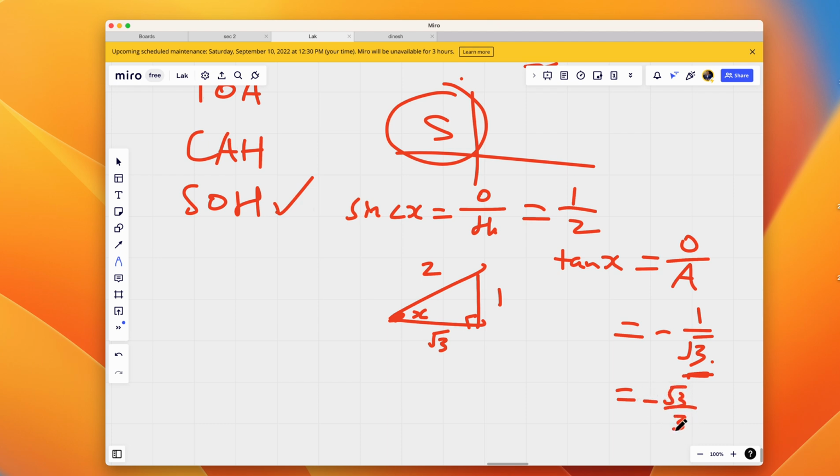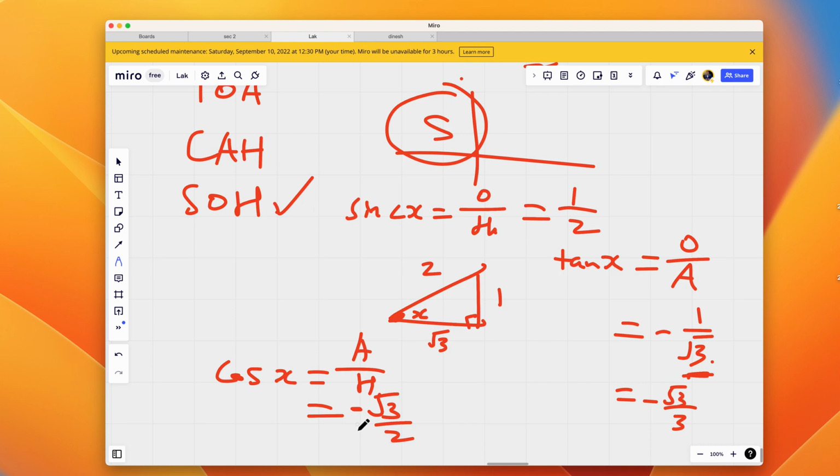So far so good? Then you can continue to do the cosine. So cosine x is A over H, right? Your A is square root 3, your H is 2. So once again, consider the sign. Is it positive or negative? This is negative, right? So next time when you get a value, you know whether your value is correct or not, at least when it comes to the sign.